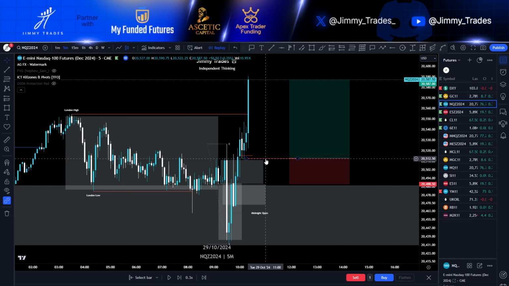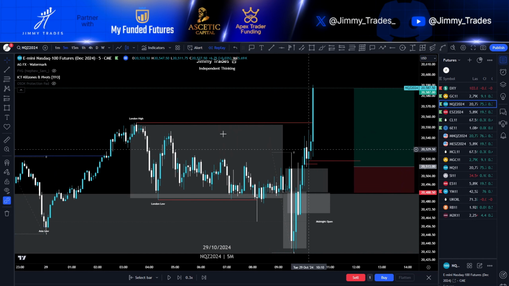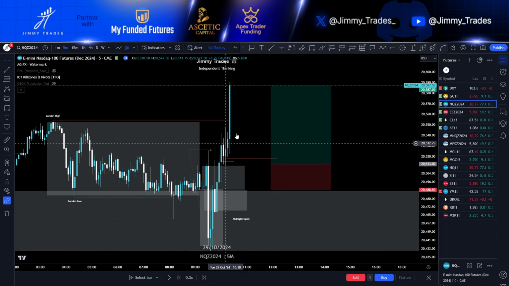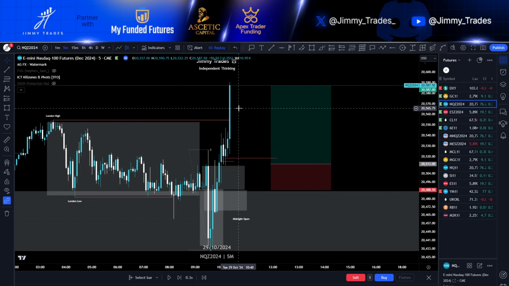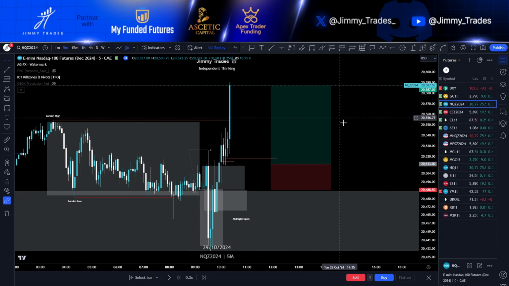and I trailed it up behind, I actually went up behind this candle here initially. And the reason I did that is this is the candle that took liquidity here from the highs. So I trailed the second candle back. Once ES took the Asia highs, I then exited my position.